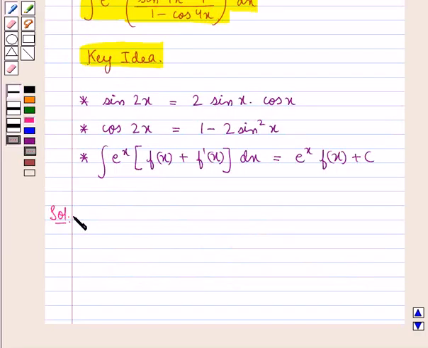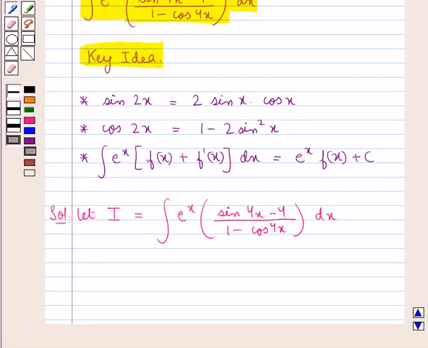We are supposed to evaluate the integral which is supposed to be equal to I. So, let I be equal to the integral e to the power x into (sin 4x minus 4) upon (1 minus cos 4x) the whole dx. So first of all, we will expand sin 4x and cos 4x using these formulae.